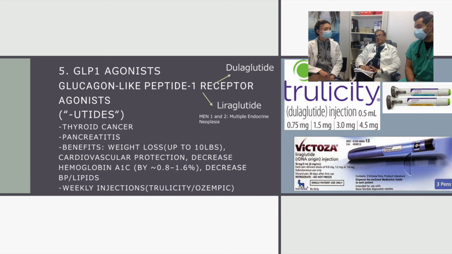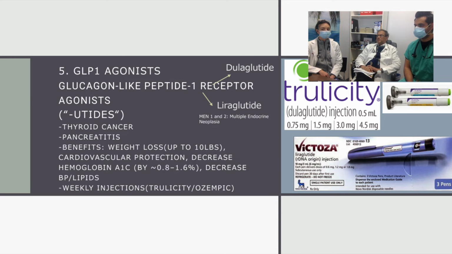The other category we are talking about is GLP-1 agonist. These are glucagon-like peptide receptor agonists, and these are like glutides, dulaglutide, liraglutide. These are the few names of this category of medication, GLP-1 agonists. Fortunately, these medications are getting more popularity because of their effectiveness, and also they have 2 or 3 major benefits. Trulicity and Victoza are those 2 prototypes, we can say.